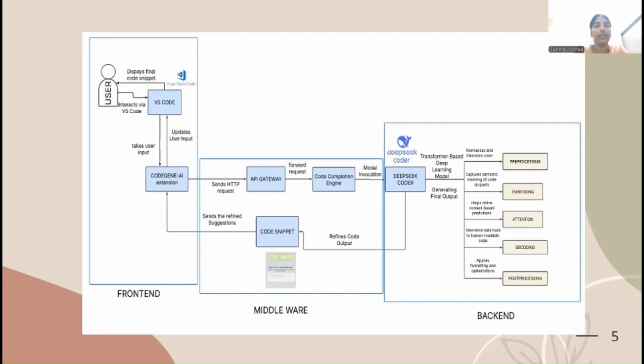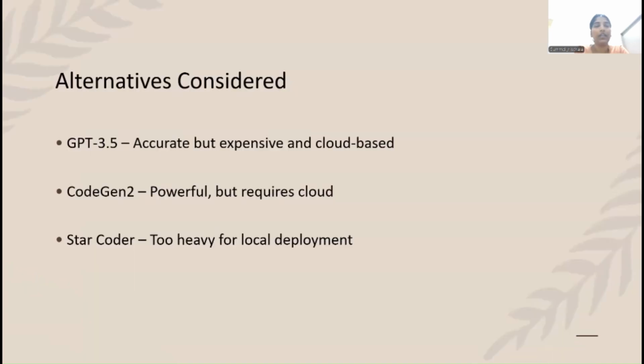Next, the alternative models we considered. GPT 3.5 was great, but cloud only and expensive. CodeGen 2 was powerful, but couldn't run locally. StarCoder was interesting, but too heavy for deployment on our system.